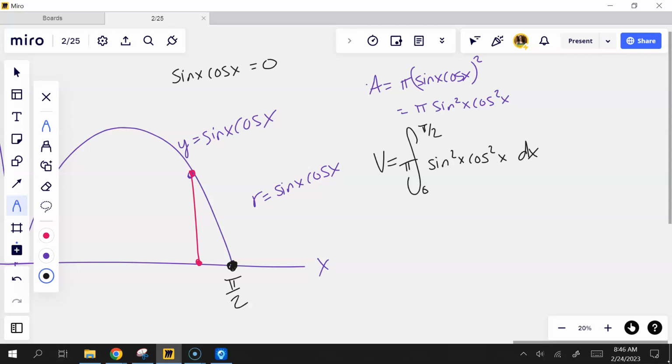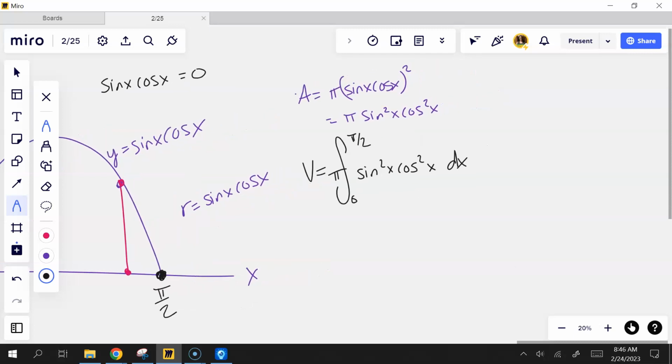You know what I bet you could do? I don't know. We'll just put it in our calculator. What'd y'all get? The whole thing with the pi or without the pi? 0.